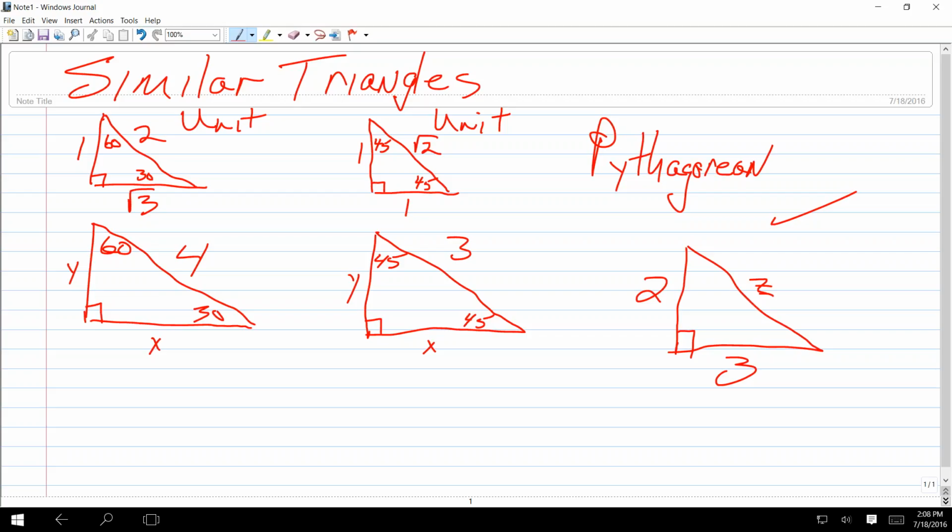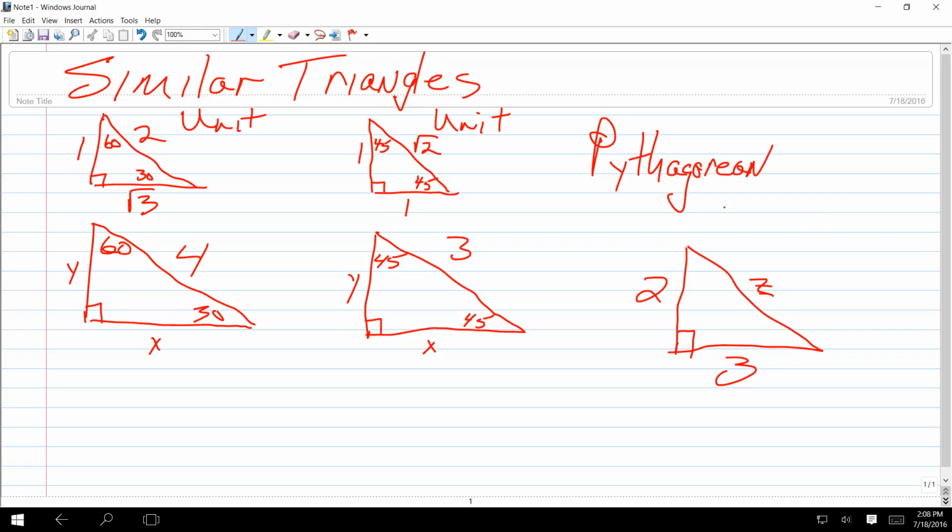Okay, and we'll get to the Pythagorean Theorem in a minute, but all of these follow the Pythagorean Theorem. The Pythagorean Theorem says the square of the two small sides added together is the same as the square of the hypotenuse. And that's probably the most important theorem in all of geometry, and that's why you've already come across it multiple times.